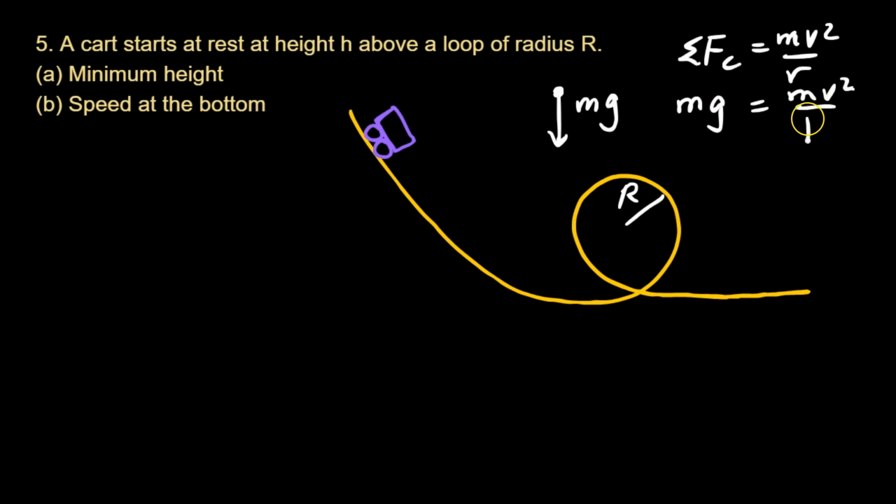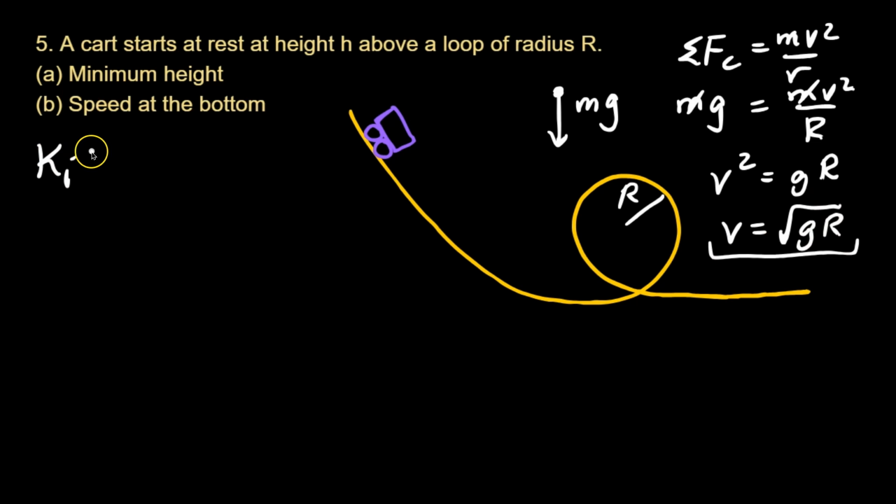To get the minimum speed you need to get all the way around the loop, we're going to use just the gravity force to play the role of the centripetal force here. So no normal force, just gravity force. That will give you the minimum speed you need to get over this loop. Notice the m's cancel out. v squared equals g R. Square root both sides, we get v is equal to the square root of g times R.